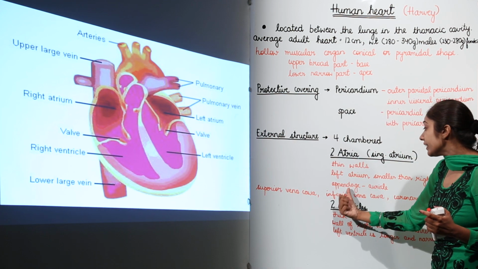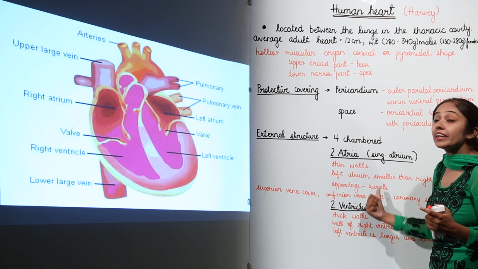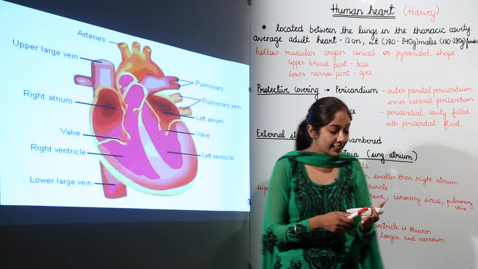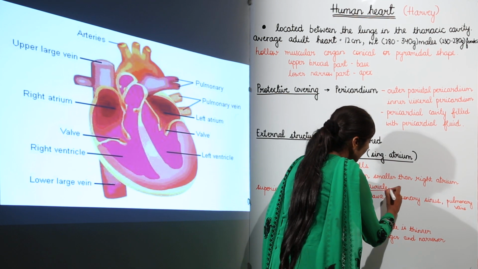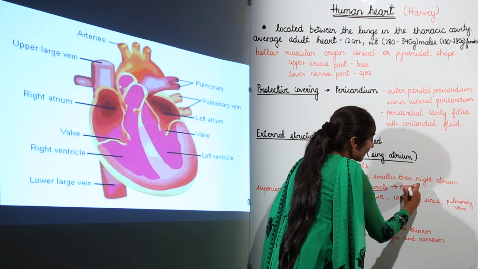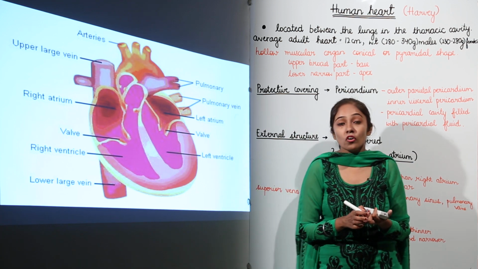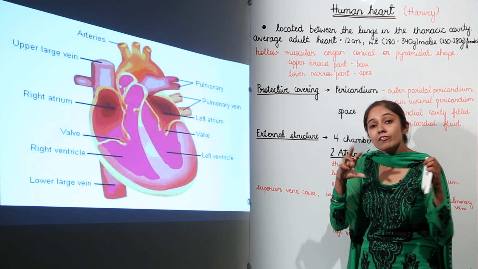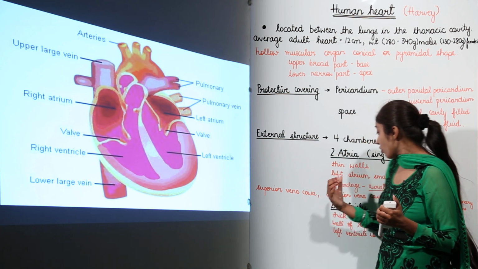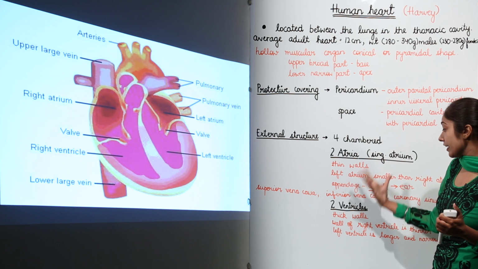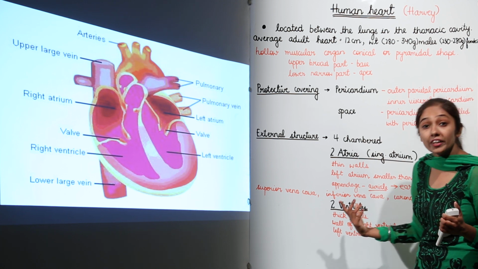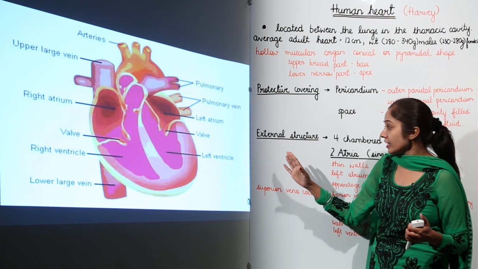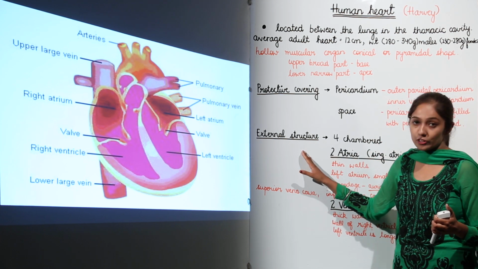Then there are appendages that we call auricles. From auricles, just remember the word ear. They are termed auricles because they give an appearance of an ear. So, there are appendages in the atria that we call auricles. We will discuss these functions and how the heart works later. Just try to understand the external structure of the heart.